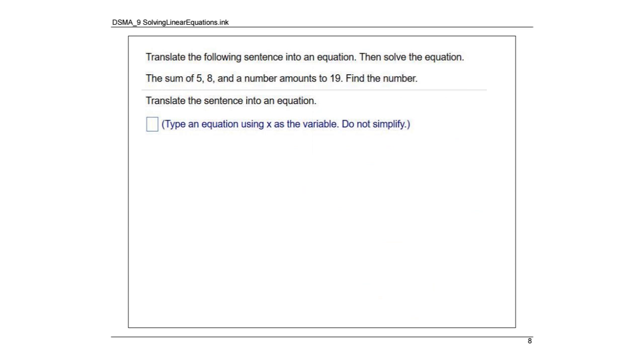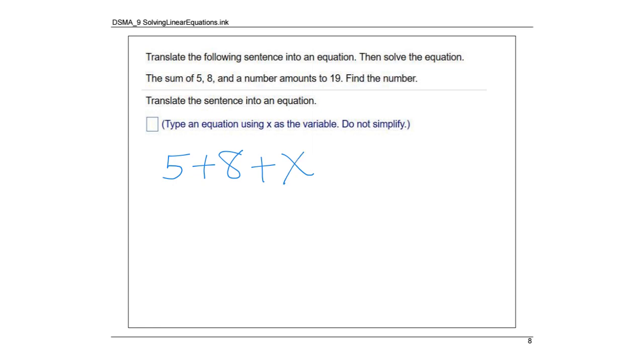All right, last problem, we have to translate. Translate the following sentence into an equation, then solve the equation. We have: the sum of 5, 8, and a number amounts to 19. Sum means addition, and a number is going to be the variable. So sum is addition. That means I'm going to have 5 plus 8 plus x.